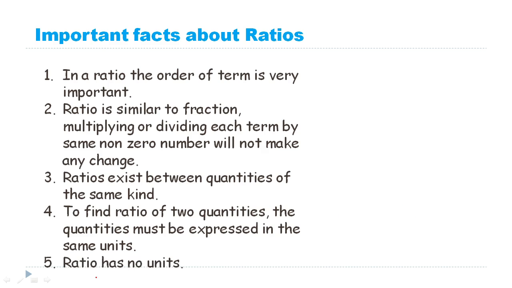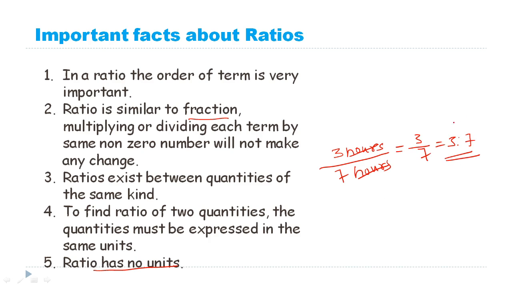Is that clear? Okay, now let us check the next fact. Ratio has no units. Why does it not have any unit? You see, very simple thing. Suppose we are going to compare 3 hours with 7 hours. Now you see, the ratio can be written as a fraction, right? We are writing them as 3 hours and 7 hours. Now you can cancel the units. So what is remaining here? 3/7. That is the ratio 3:7. So 3:7 doesn't have any units. Why? Because the units have already been cancelled.